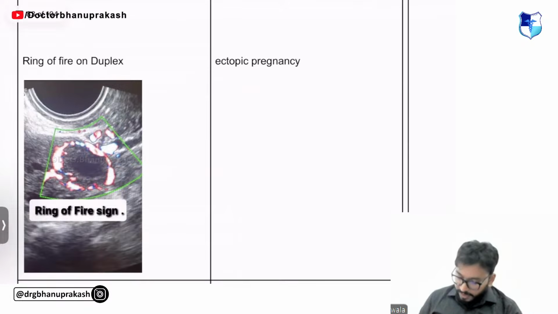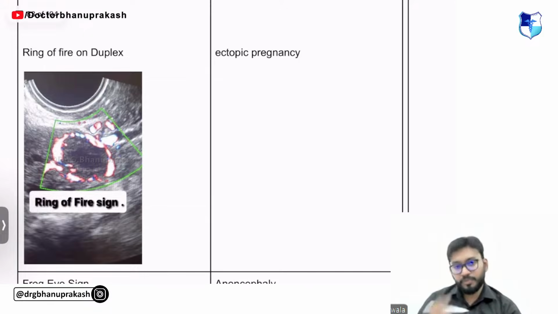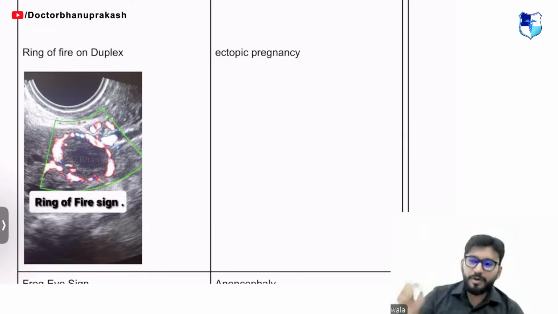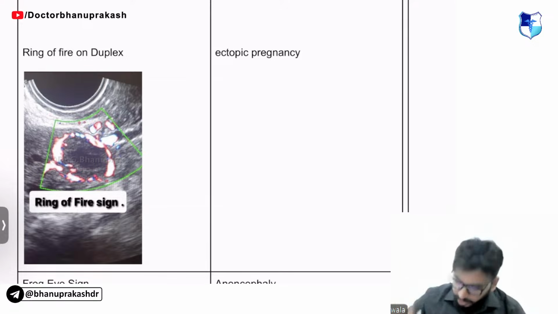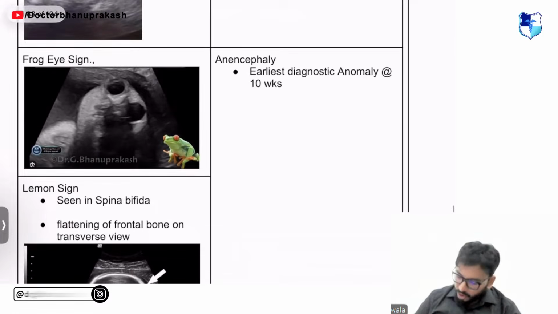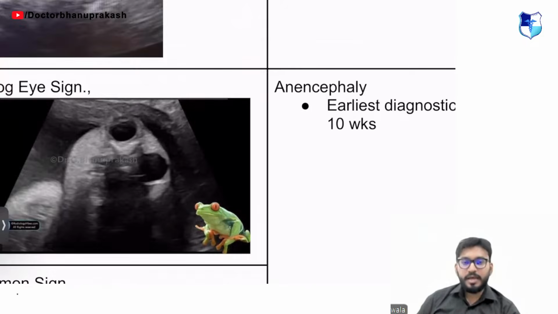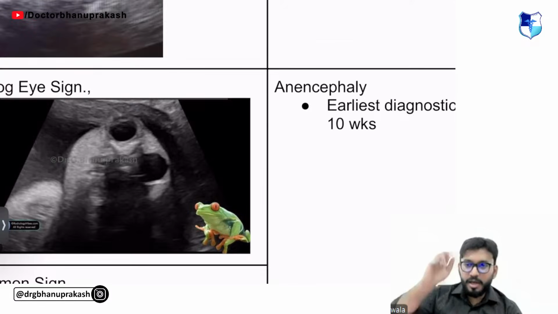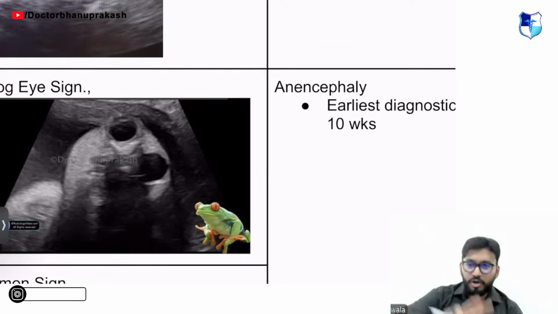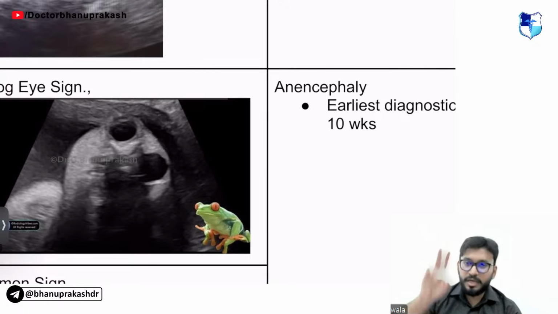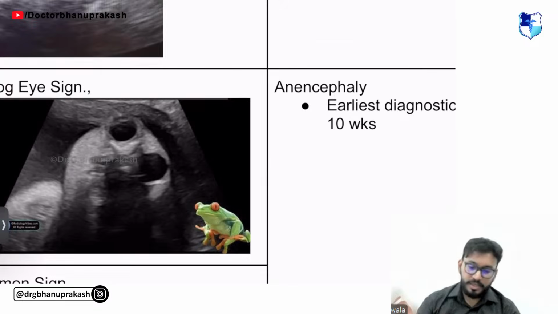Ectopic pregnancy: ring of fire on duplex. Just remember this image, just two words: ring of fire on duplex, ectopic. Moving on, frog's eye sign. Yes, guys, this is important. Can you see the frog's eye sign? This is seen in anencephaly, very important because of 2 points. Number one, frog's eye sign. Number two, the earliest anomaly to be detected on USG by 10 weeks of gestation is anencephaly.